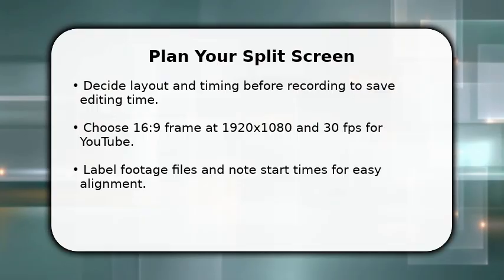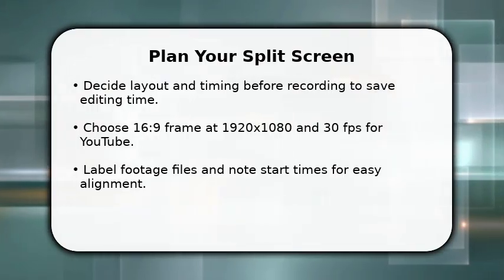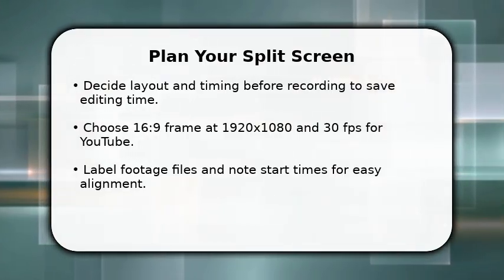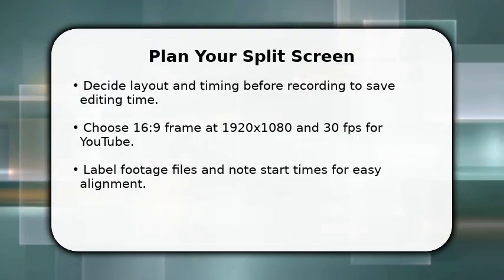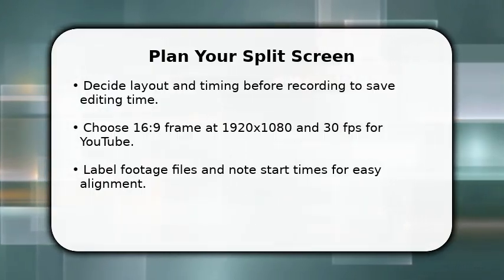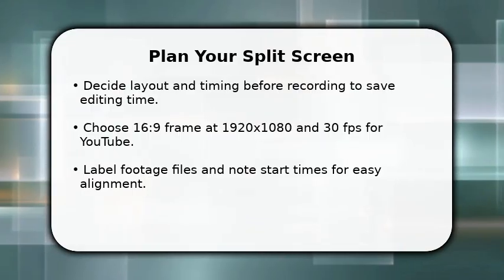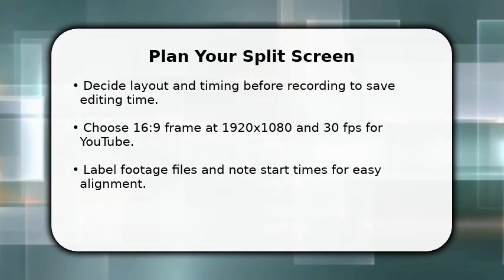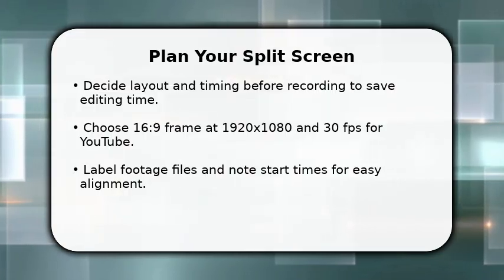Decide layout and timing before recording to save editing time. Sketch left and right positions and plan camera angles. Choose 16:9 frame at 1920x1080 and 30 fps for YouTube. Pick whether to use vertical clips cropped inside the frame.